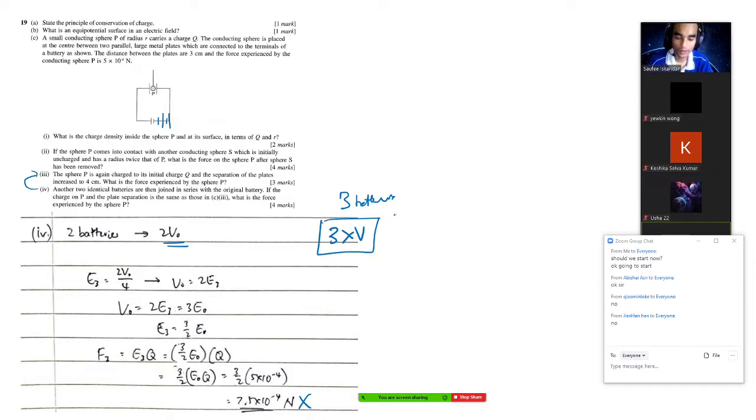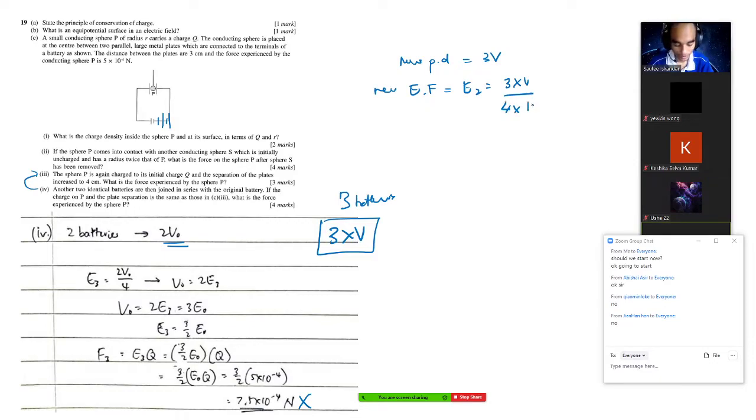Okay, so we have 3 V actually. So the new potential difference equals 3V because we have 3 batteries. And E2, the new electric field, equals 3 times V because we have 3V.